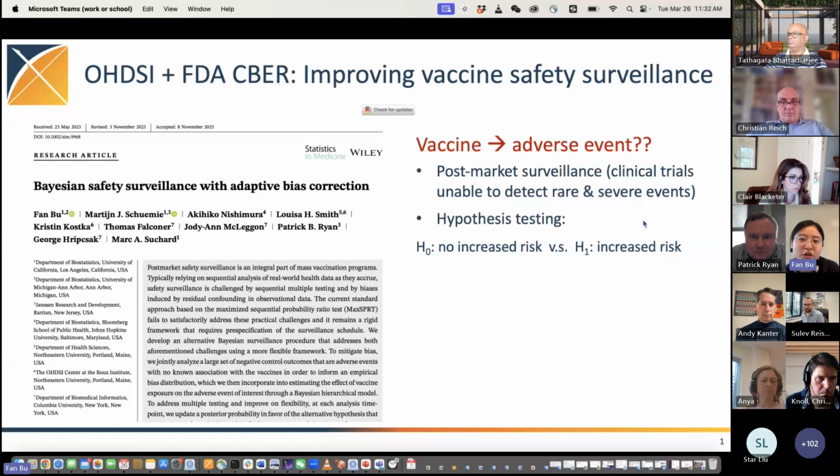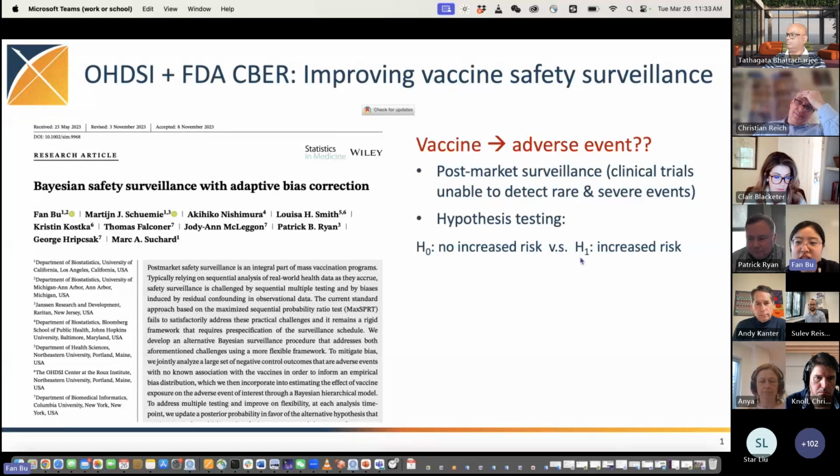The overarching goal of safety surveillance here is to detect if a vaccine product increases the risk of certain adverse event of interest. Now, in pre-market clinical trials, the sample sizes would be too limited to detect some rare but severe adverse events. That is why we have to rely on post-market surveillance once the vaccine has been approved and has been on the market. Statistically, this is a hypothesis testing problem.